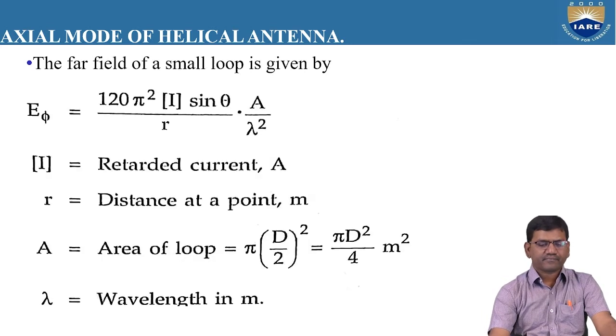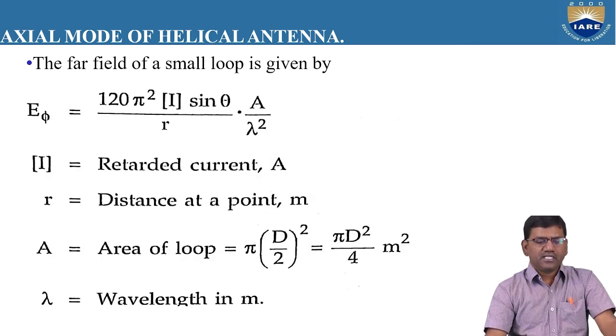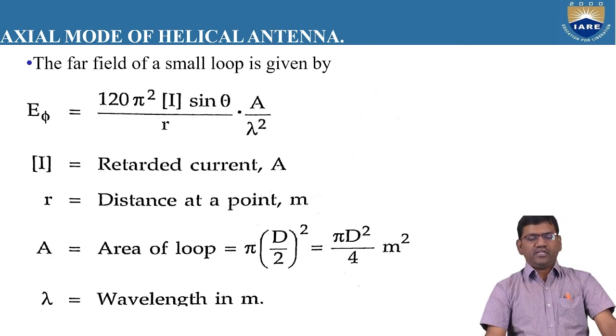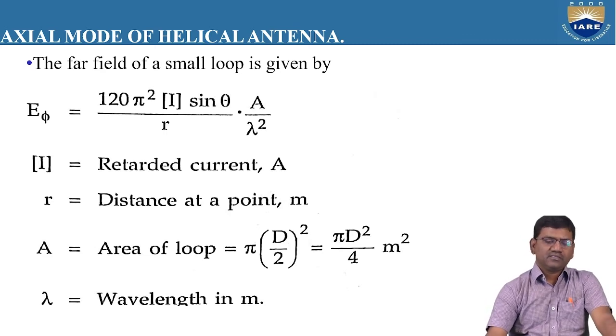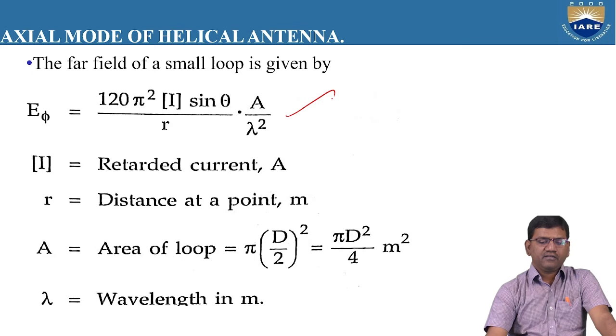There are some equations to find out the electric field produced by the helical antenna. The far field of a small loop is given by E phi equal to 120 pi square into I into sin theta by R into A by lambda square. As we have studied in the earlier session on loop antenna, this equation has been taken from the loop antenna. Why? Because in the normal mode, the helical antenna acts like a loop.